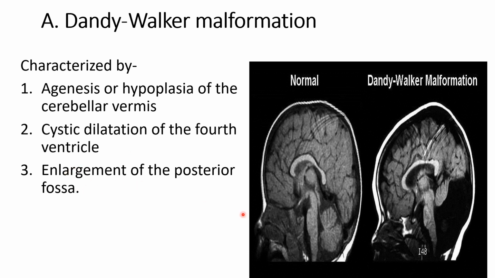of the posterior fossa. So this is the normal MRI and this is the MRI of Dandy-Walker malformation. Here you can see this is the normal cerebellar structure, while here agenesis or hypoplasia of the cerebellum is present, and cystic dilatation of the fourth ventricle and enlargement of the posterior fossa you can see in Dandy-Walker malformation, not having the molar tooth sign. So this option is ruled out.